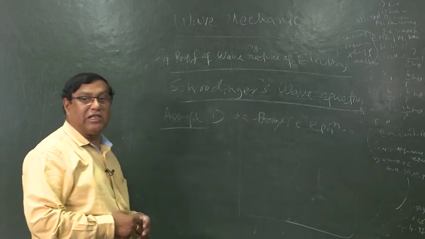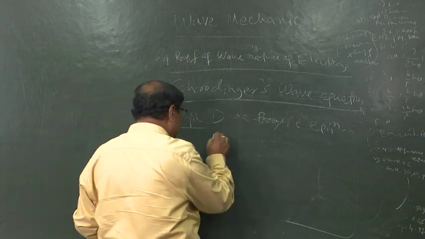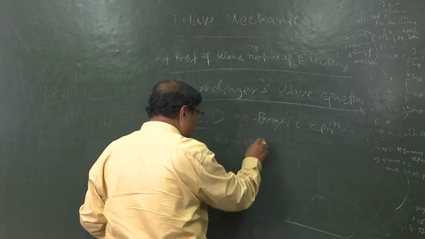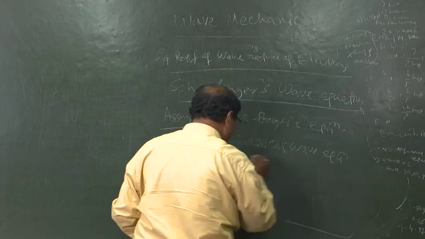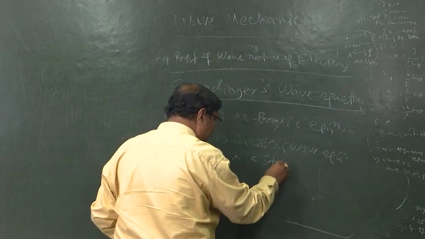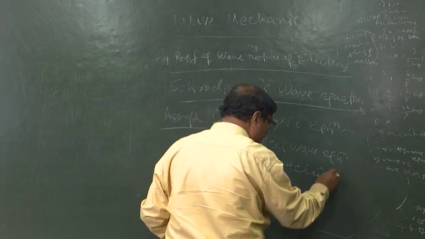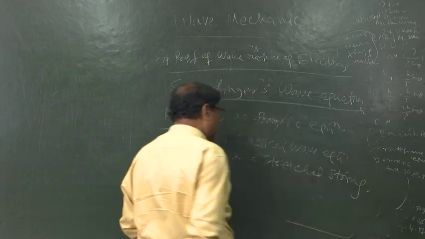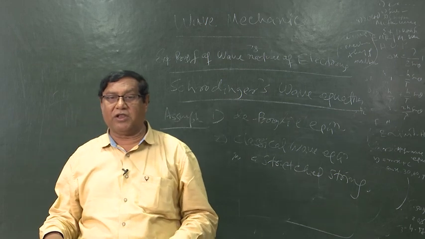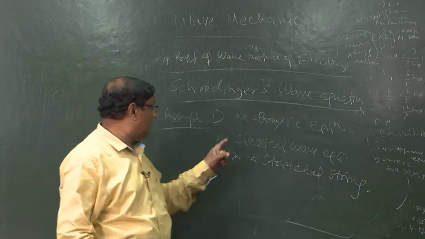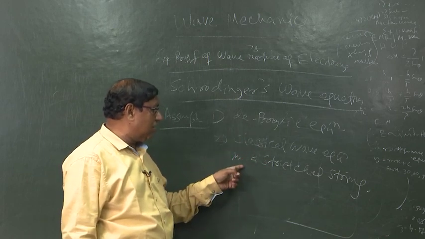It uses the de Broglie equation for the derivation of Schrodinger's wave equation. Number two is the classical wave equation in a stretched string. So these two equations are used to derive the Schrodinger wave equation for any material particle. That is equal to the de Broglie equation. You use the de Broglie equation and the classical wave equation in a stretched string.